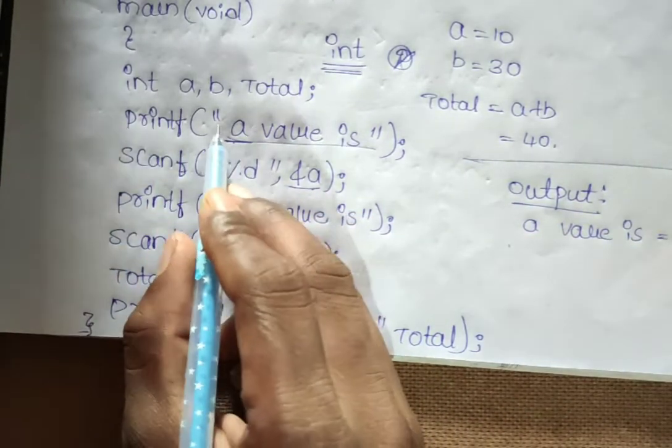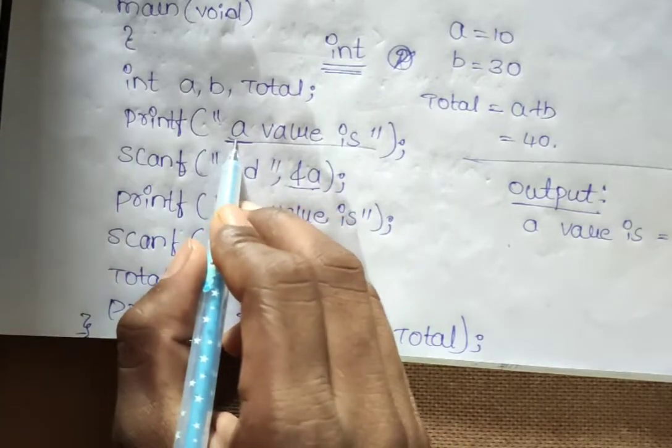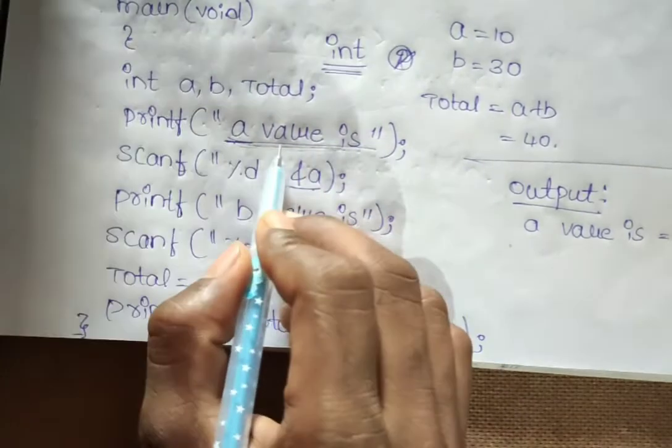Here printf, what is in between the quotation marks, the printf will print the statement.